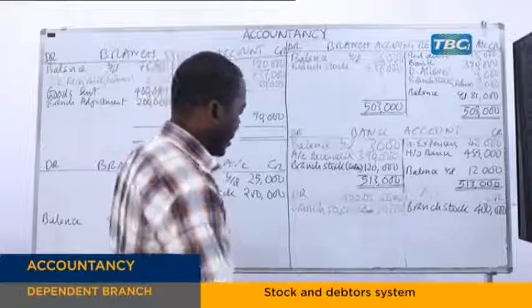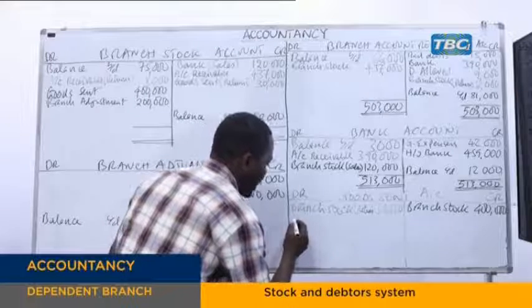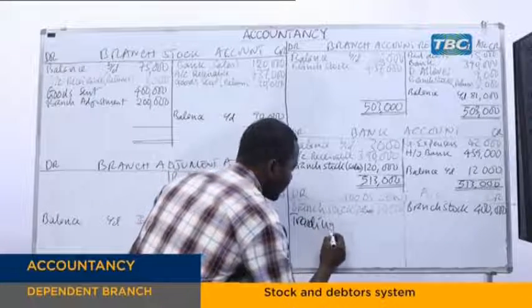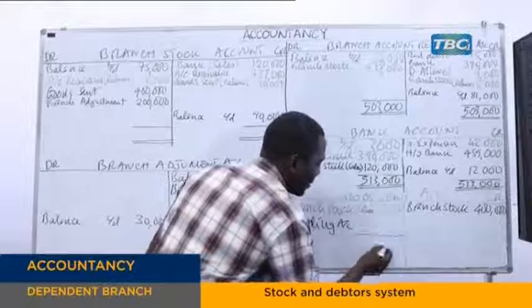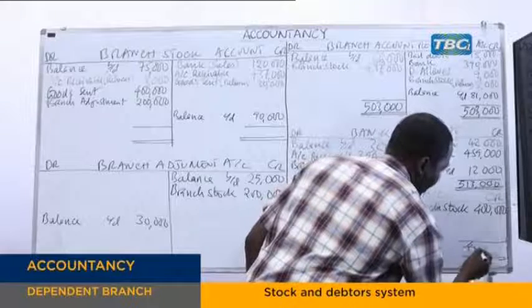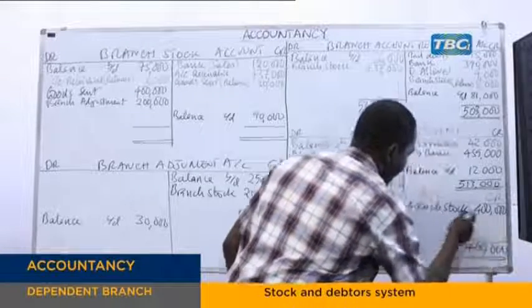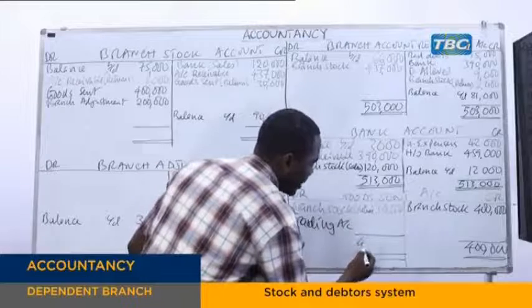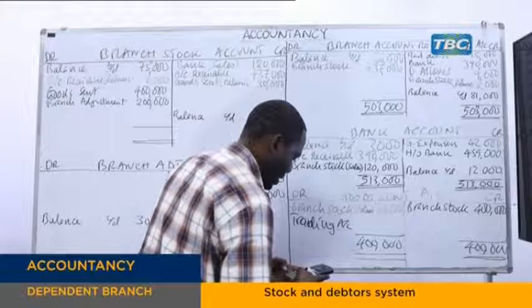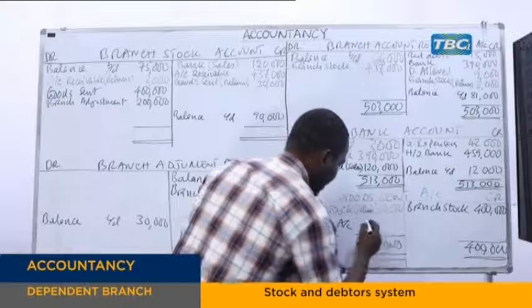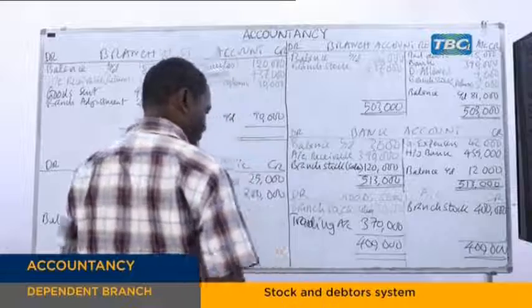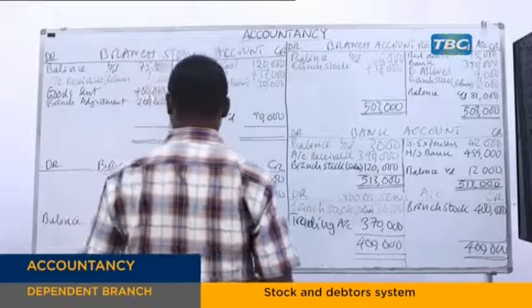Our goods sent should be transferred to trading account or income statement. Transfer to trading account will be the difference between the goods sent and any return, that is 400. If you less the 30,000, we get how much? 400,000 minus 30,000, we get, okay, 370. That will be transferred to income statement or trading account.